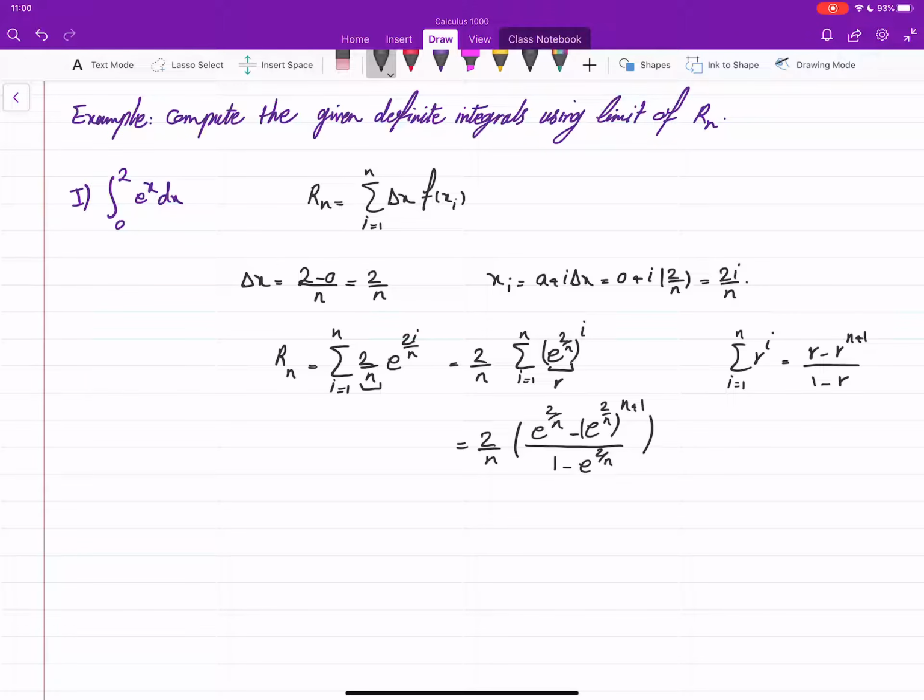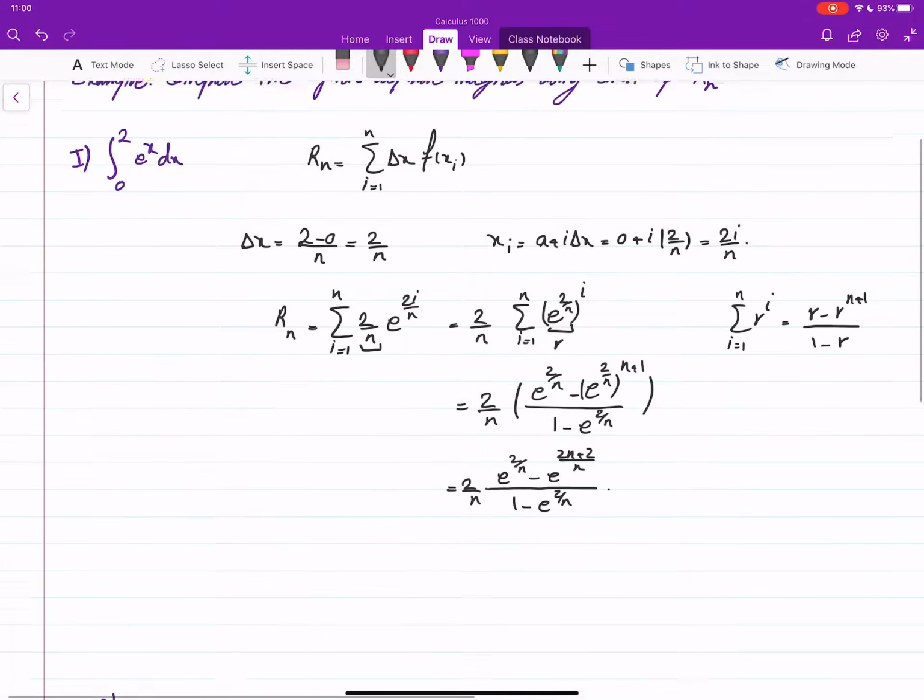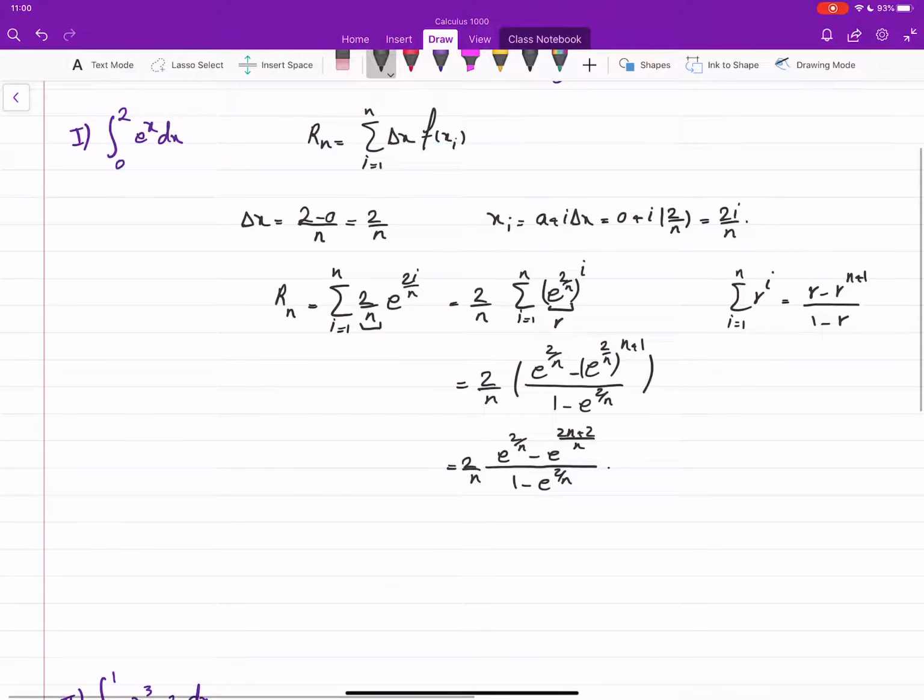Okay, let me just write it a little bit better here. What we have is 2 over n times e to the power 2 over n minus e to the power 2n plus 2 over n, over 1 minus e to the power 2 over n. Very nice. Now we have to find the limit of Rn as n goes to infinity.